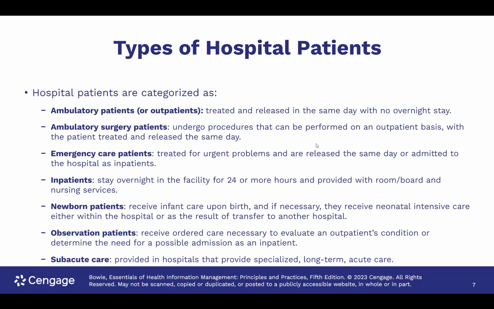And hospital patients, of course, fall into different categories. They can be hospital outpatients, so they're ambulatory patients who are treated, seen, and sent home the same day, who don't stay overnight. We also have ambulatory surgery. These are patients that come in, have a procedure done on an outpatient basis, and go home with a stay of less than 24 hours.